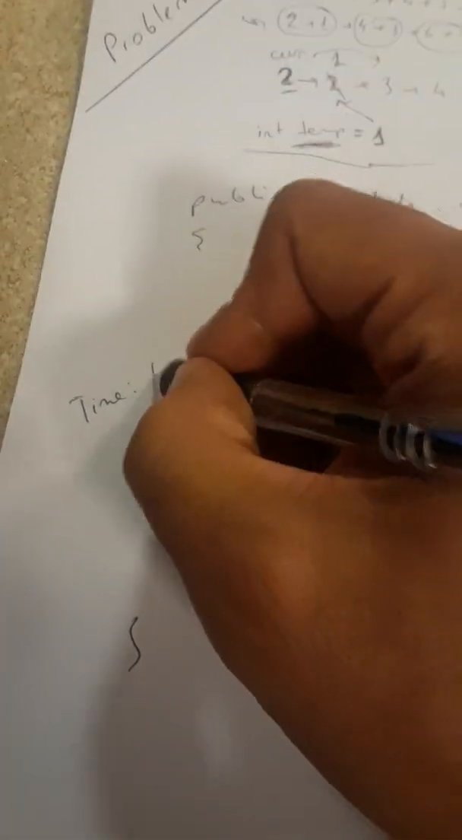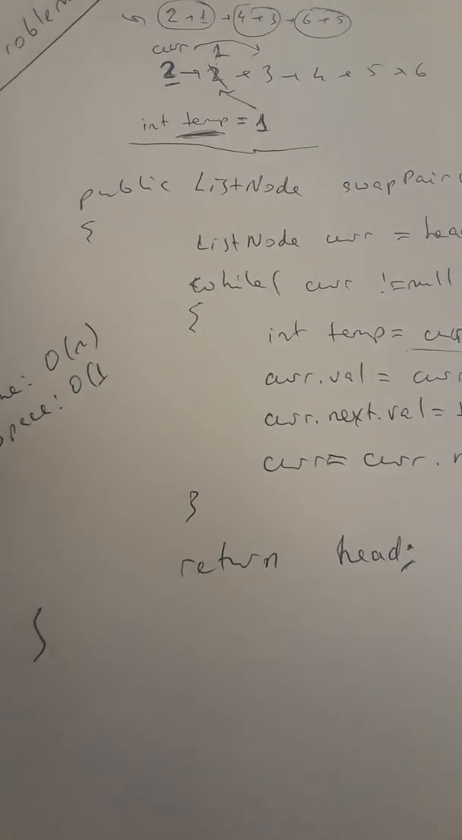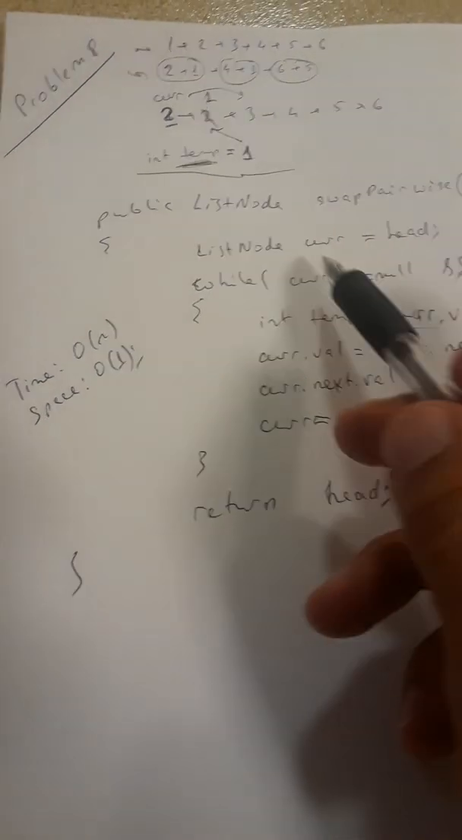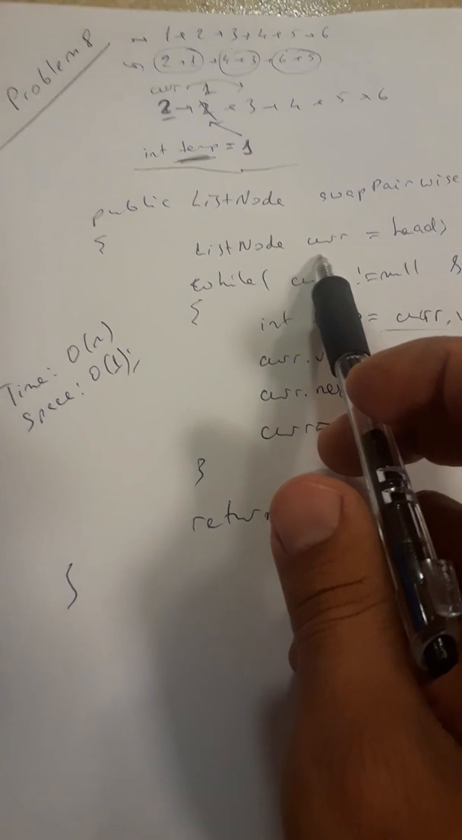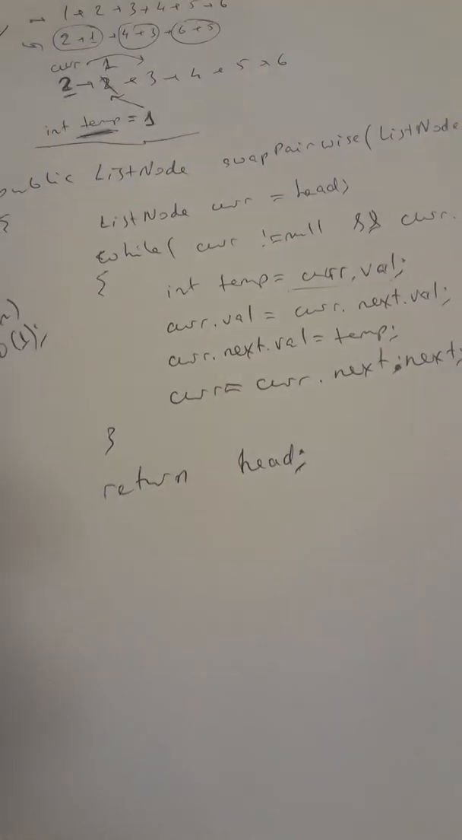So time complexity will be order of n, since we're going to visit all elements in the linked list, and space will be order of constant, because we're declaring one list node and one integer.